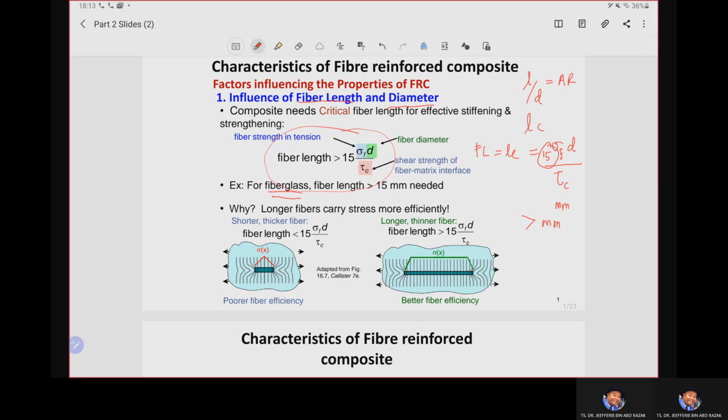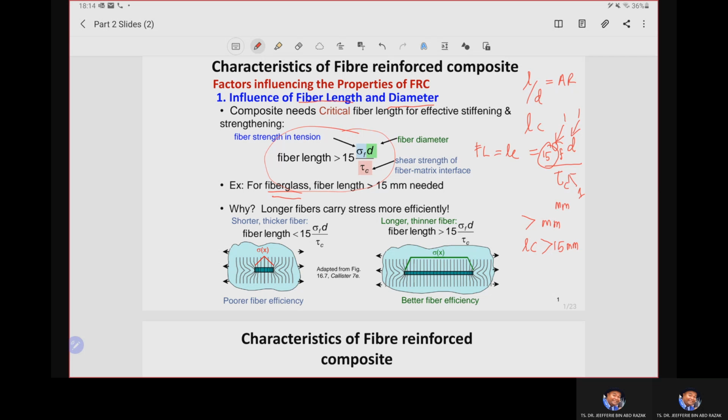Meaning to say, when the sigma F value is 1, D value is 1, and tau C value is 1, we will have the fiber length we require must be more than 15 millimeter for better fiber efficiency.